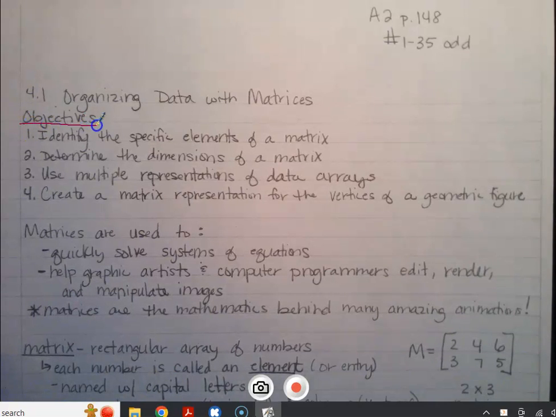All right, so our objectives, we're going to start including these in our notes so we kind of know where we're going each day. So first up, we're going to identify the specific elements of a matrix because it's a brand new unit, something I don't think you guys have ever done before. Never even heard of it. Okay, so a matrix is one, right, like the movie. Matrices just means more than one.